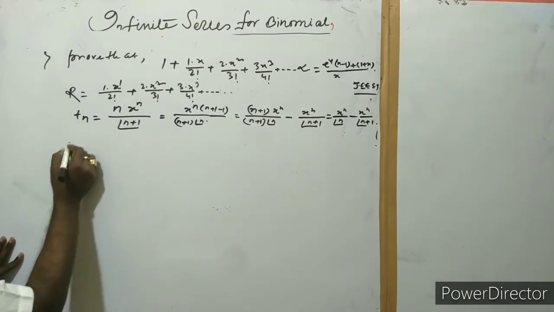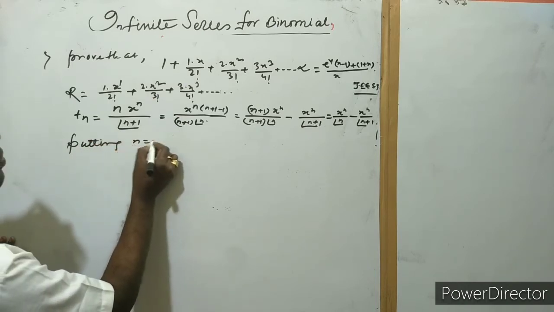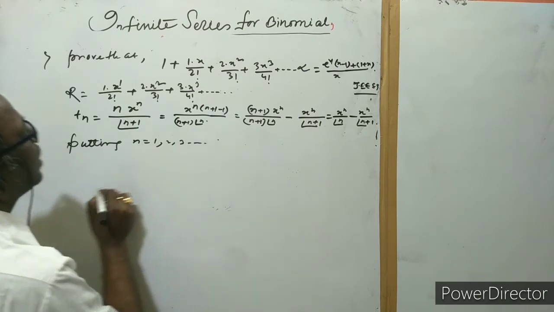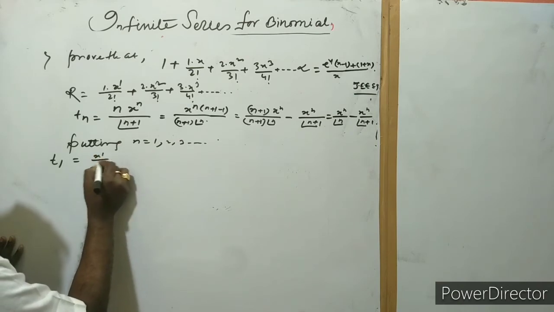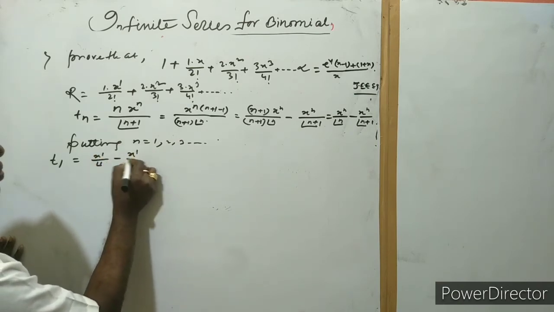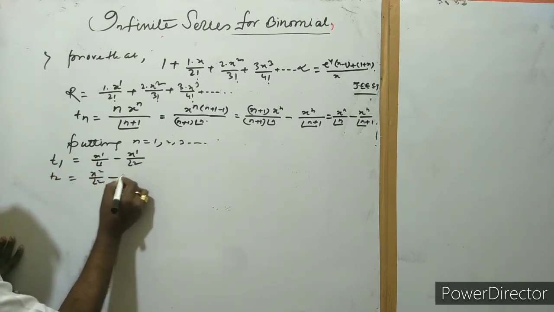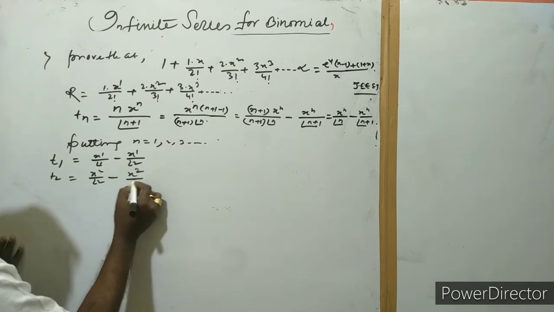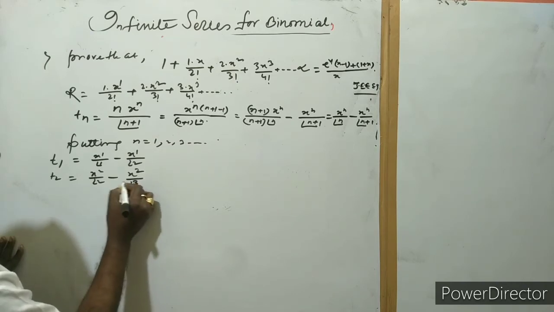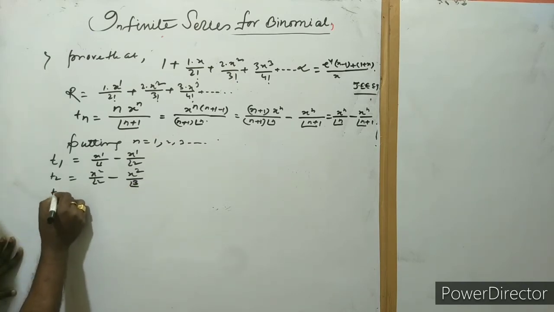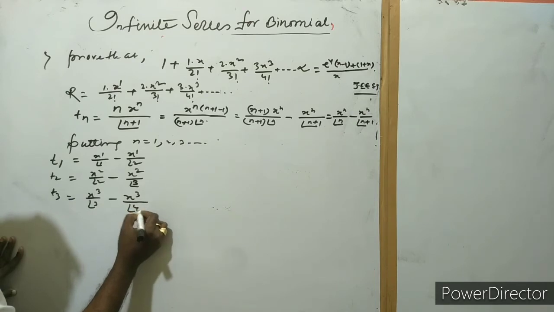Okay, now putting n equal to 1, 2, 3, and so on. Now this is t1, and we get x to the power 1 by factorial 1 minus x to the power 1 by factorial 2. Okay, this is t2, x to the power 2 by factorial 2 minus x to the power 2 by factorial 3. Okay, and t3, that is x cube by factorial 3 minus x cube by factorial 4 there.